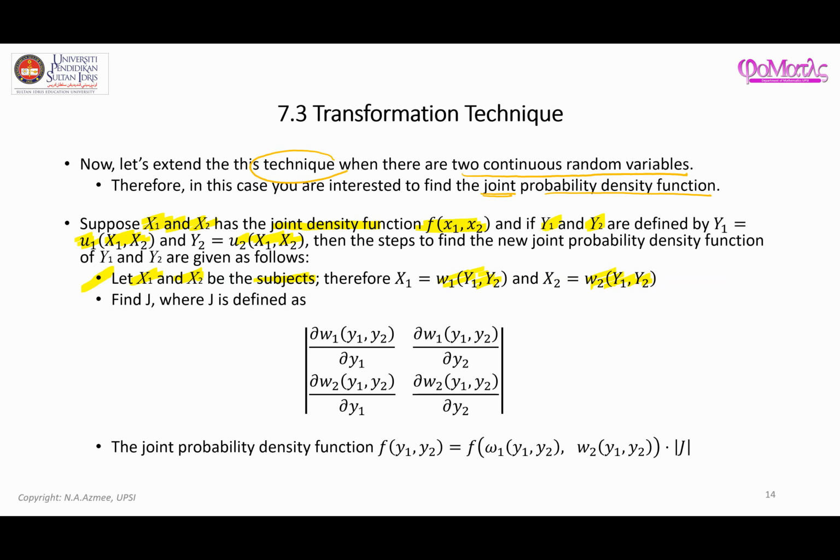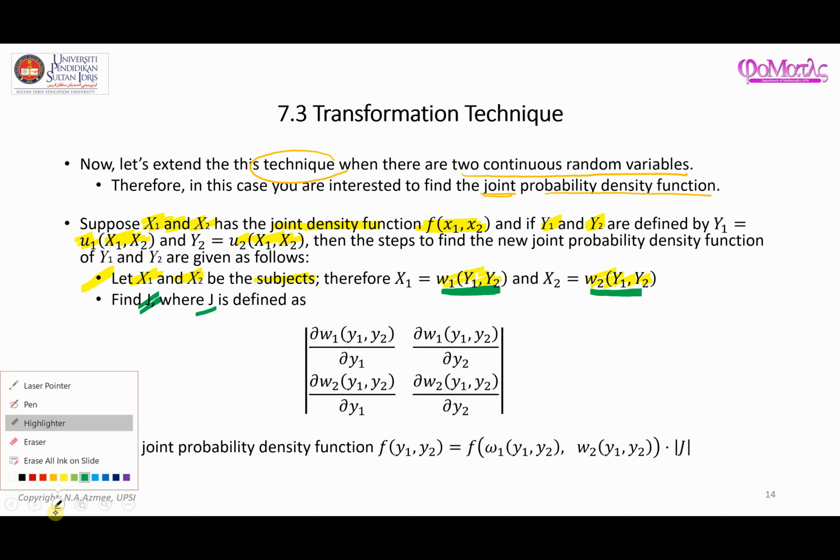Next, in the second step, we have to differentiate the result that we got here. We're going to differentiate these two functions, and basically we are doing the partial derivative. The whole process of finding the partial derivatives and finding the determinant of this 2 by 2 matrix is called J. J here is the Jacobian.